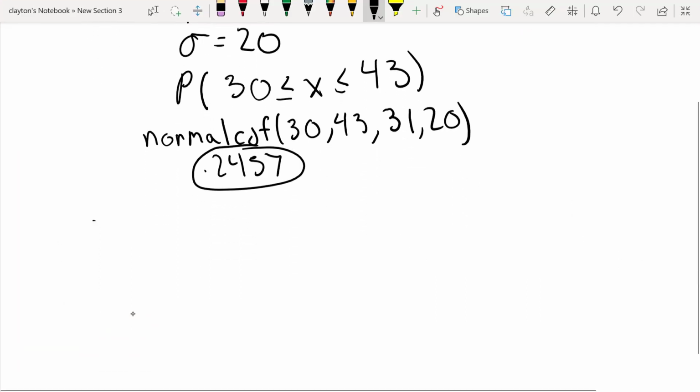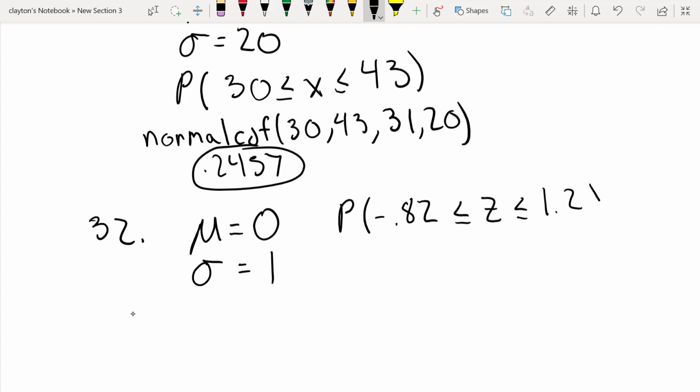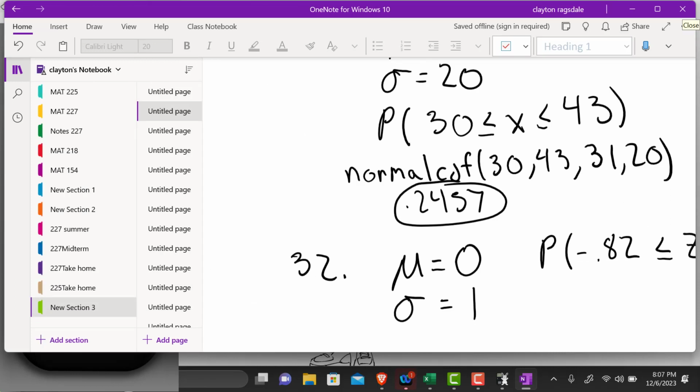Okay, 32. It says let z be the standard normal distribution. So this immediately tells us when we read this statement that mu is equal to 0 and our standard deviation is equal to 1. Find the indicated probability, right? So again, it gives you an upper and a lower. So probability of negative 0.82 and z is 1.2. So we have an upper, lower, standard deviation, same idea, and a mean. So let's just go plug it in.